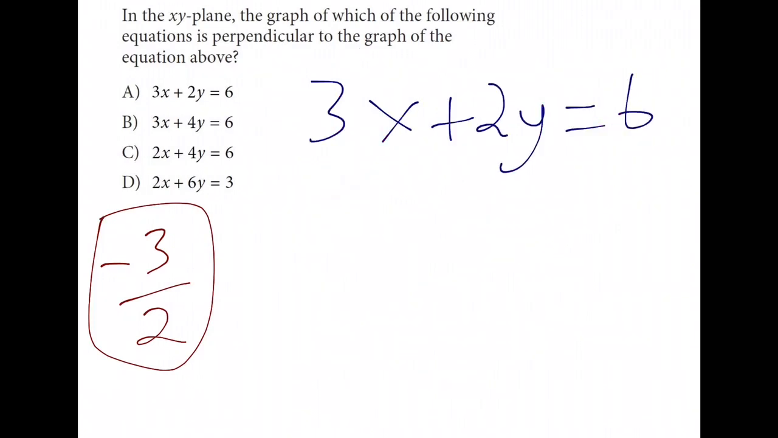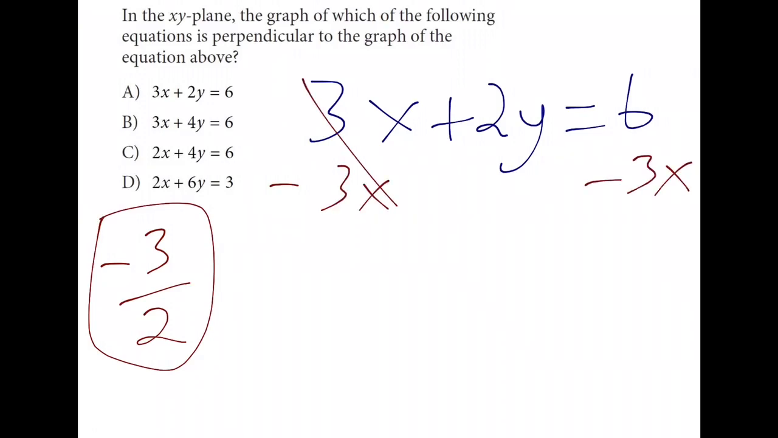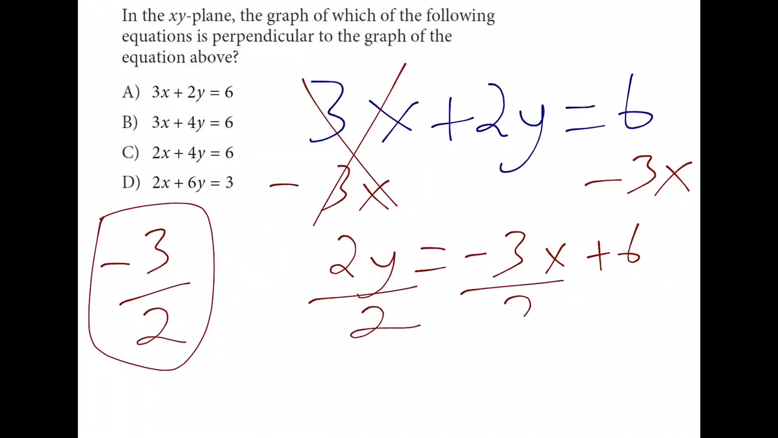So if we try one of these answer choices, such as A, we're going to follow those same steps where we subtract the x term from the left side to cancel it out. And then we're going to rewrite it in classic y equals mx plus b format and divide out our coefficient for y. And we see here that negative 3 over 2 is the slope we get. That's why A is perpendicular.